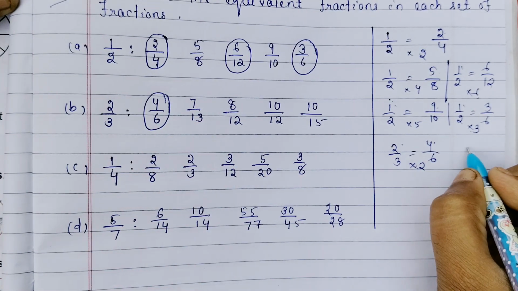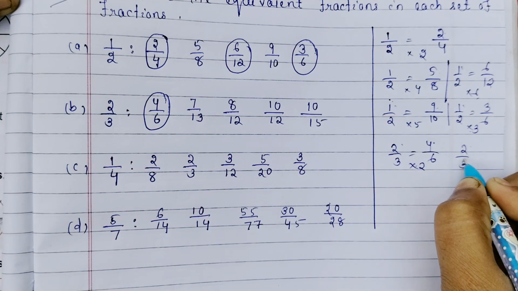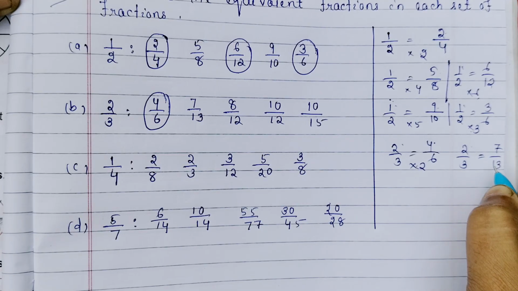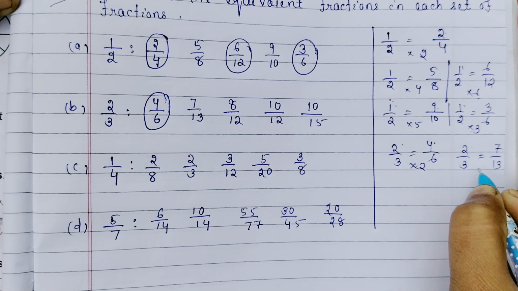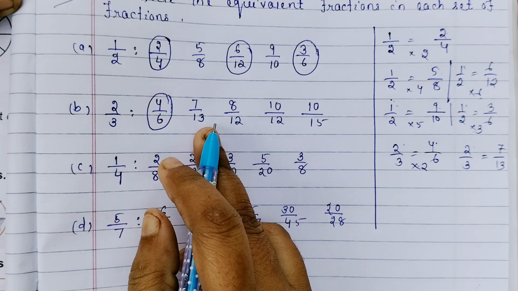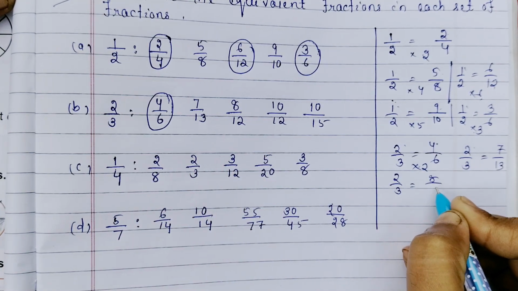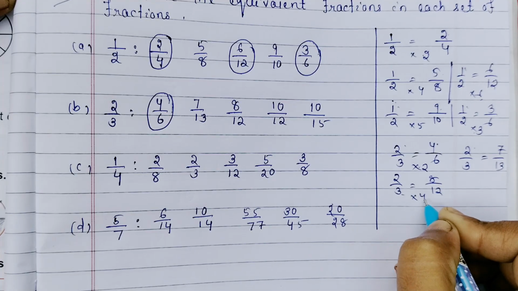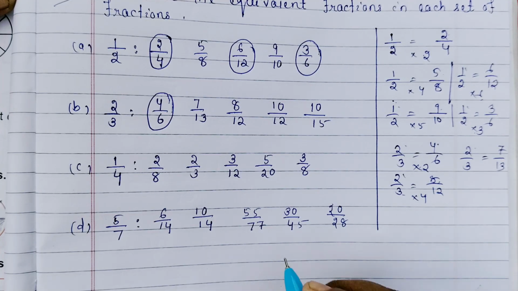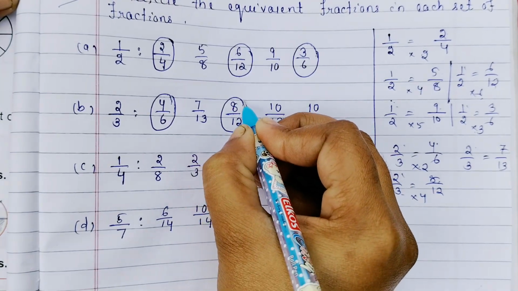Then 7 by 13. 2 by 3 equals 7 by 13. 13 is not divisible by 3. So it is not an equivalent function. Then 8 by 12. 2 by 3 equals 8 by 12. 3 times 4 is 12. Then 2 times 4 is 8. So 8 by 12 is an equivalent function.